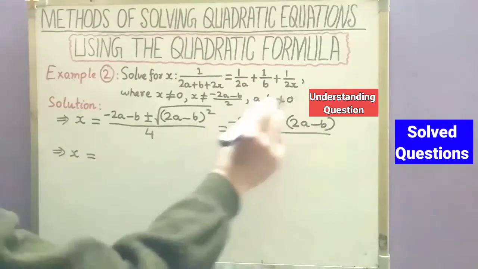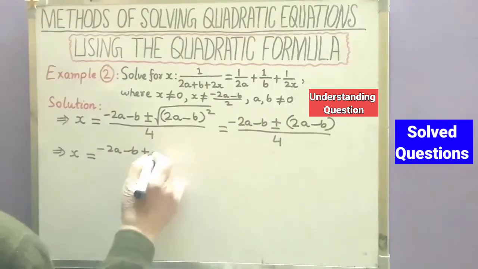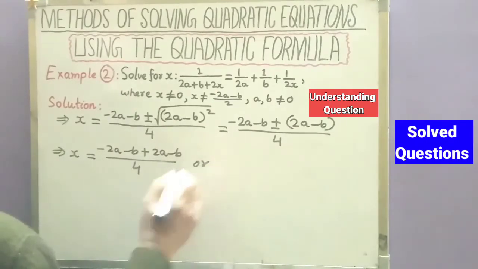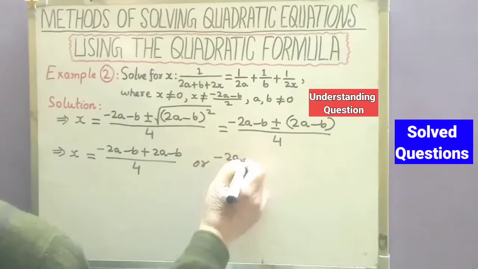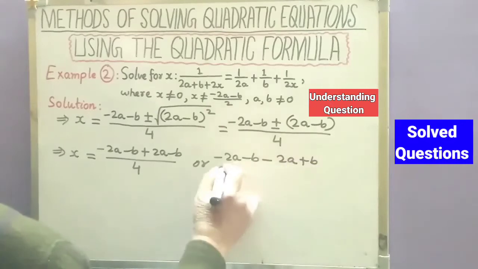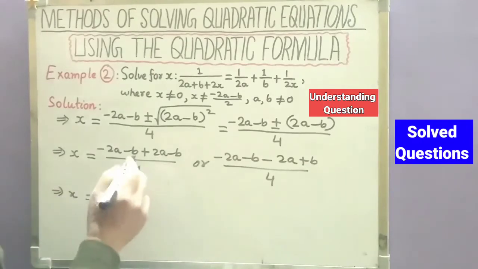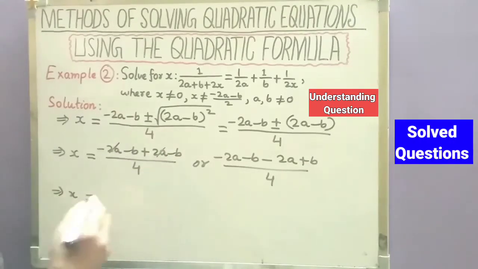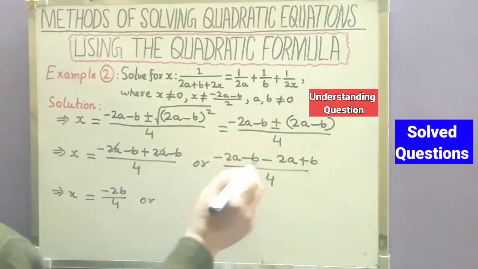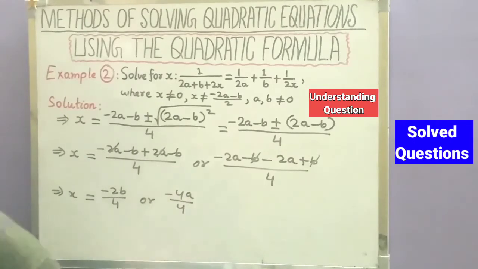That implies that x equal to (−2a − b + 2a − b) upon 4, or x equal to (−2a − b − 2a + b) upon 4. That implies that x equal to 2a minus 2a cancelled, so we get −2b upon 4, or b minus b cancelled, −4a upon 4.